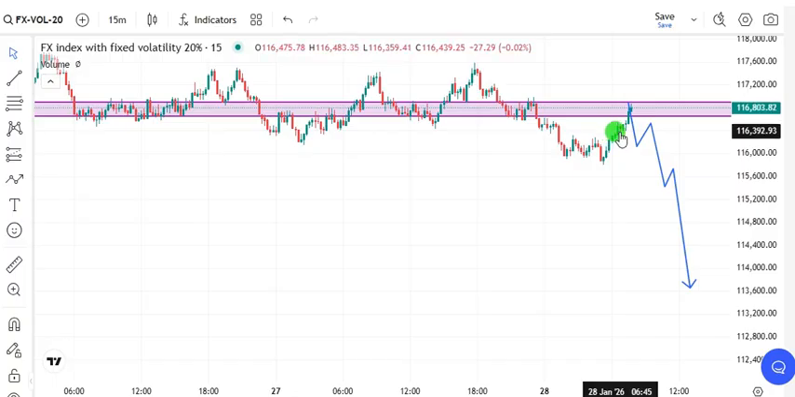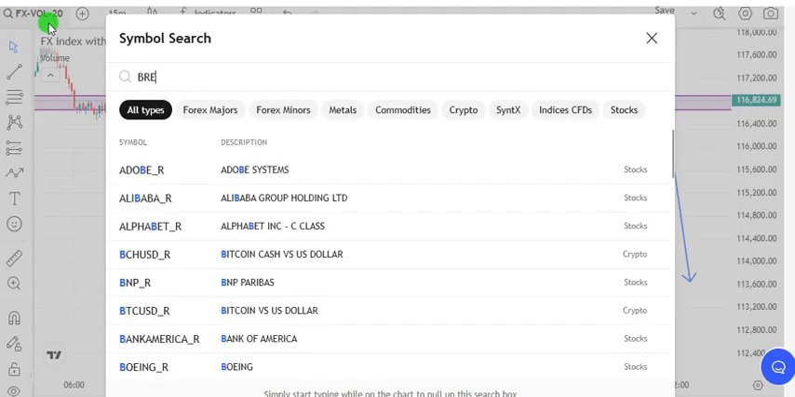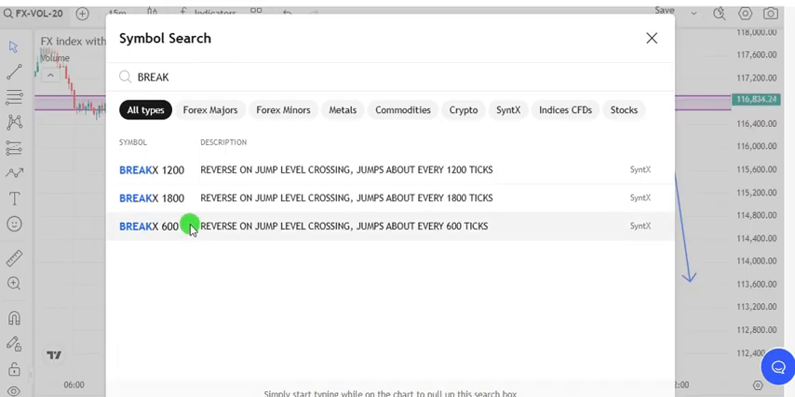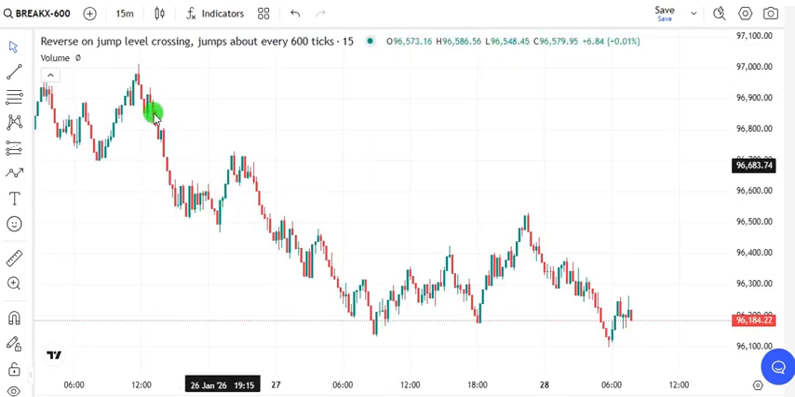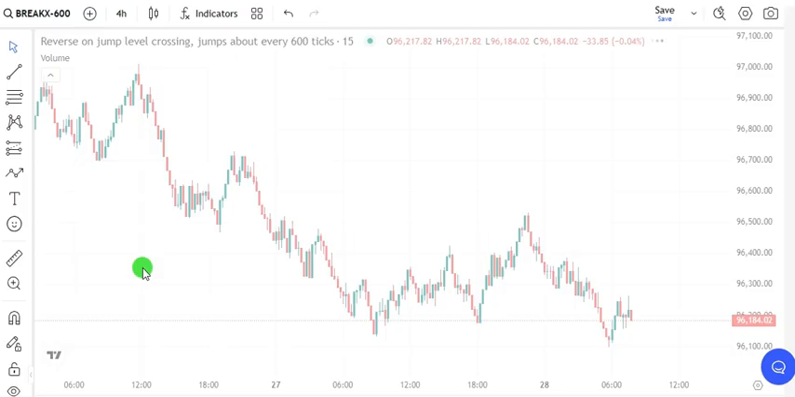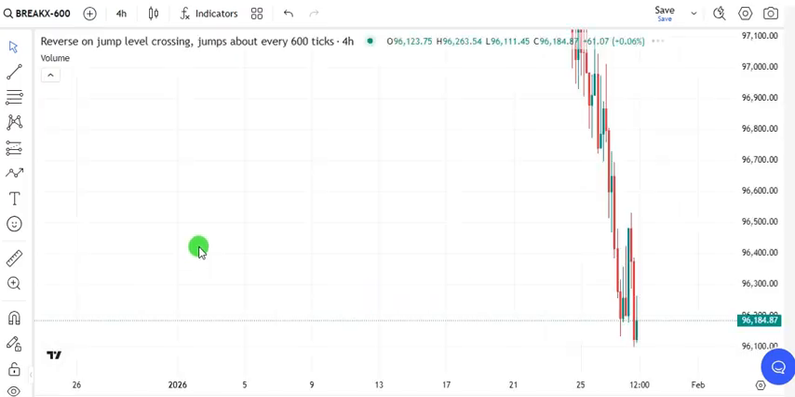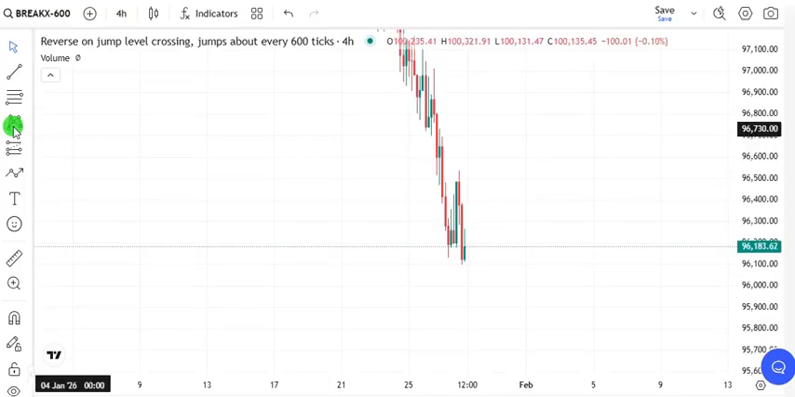So go to the next one, which is going to be Break 600. Actually, someone just commented that we should check Switch 600, Break 600 and PainX 600. So let's check Break 600. Alright, so here is Break 600. So going to the H4, it's currently bearish, so we are looking for just bearish trades.